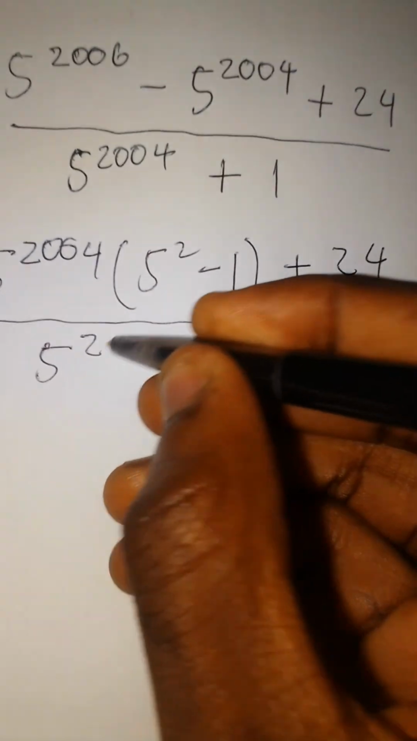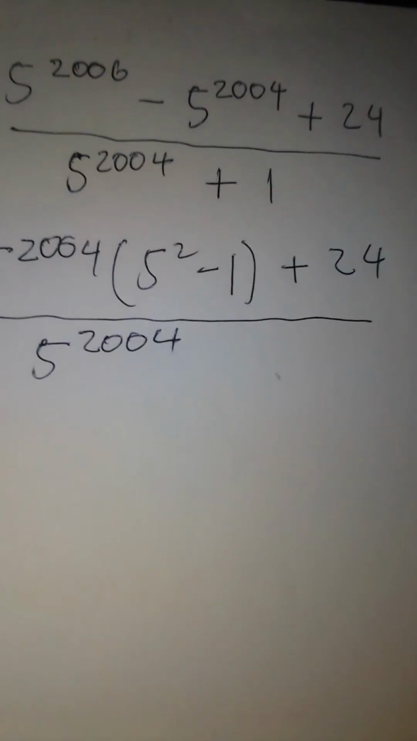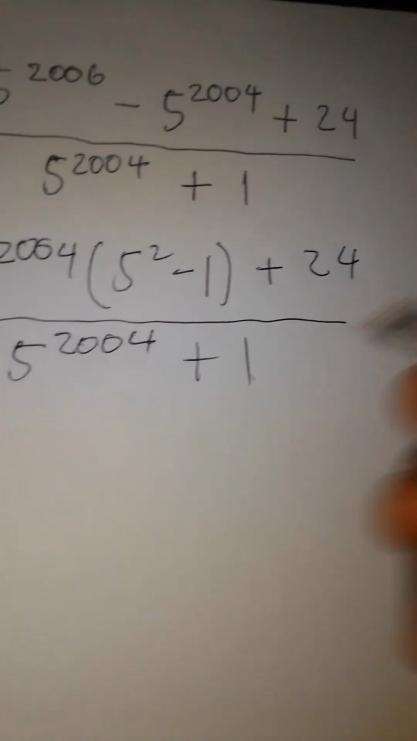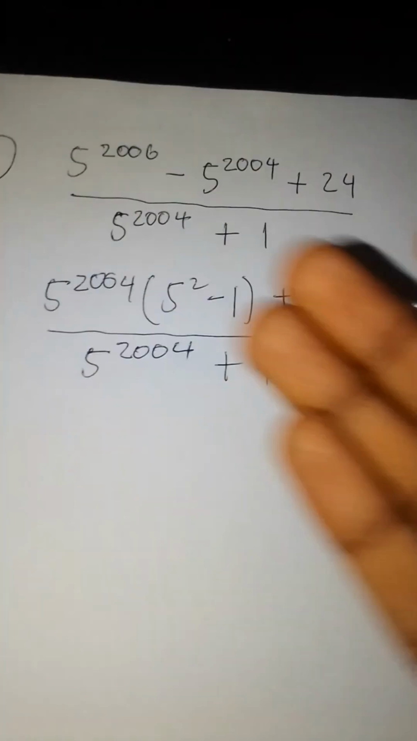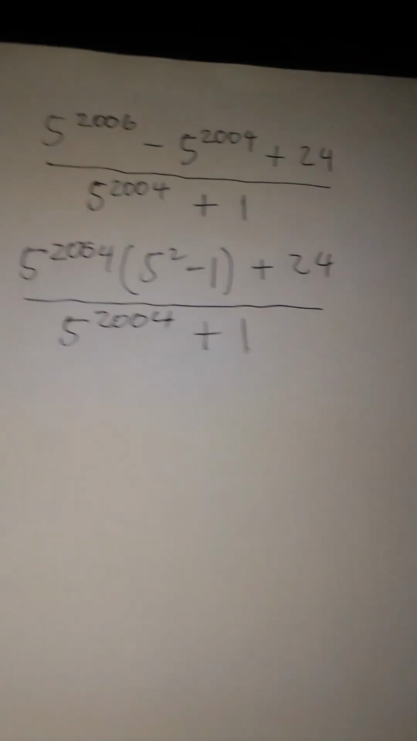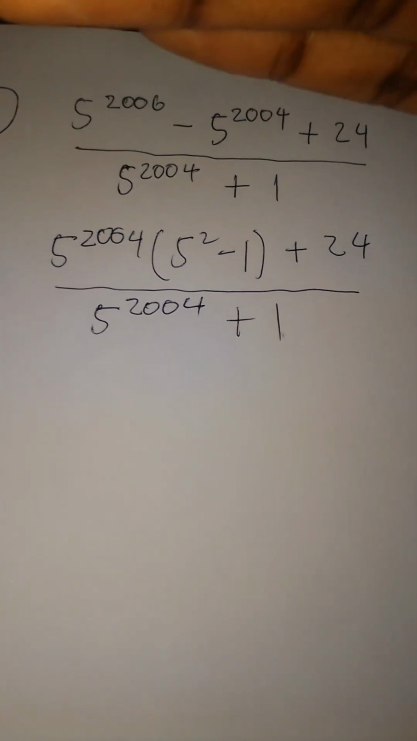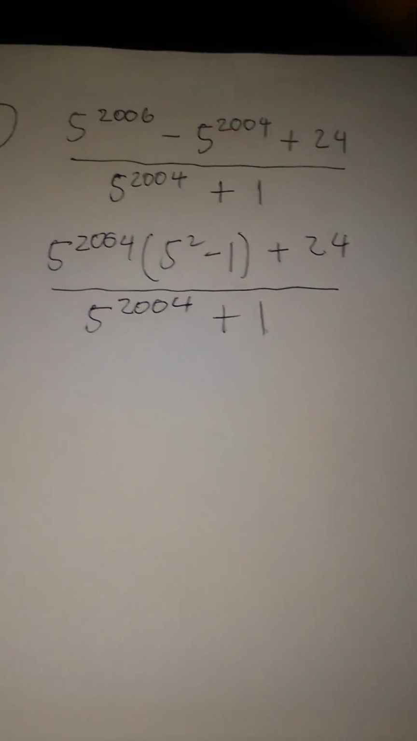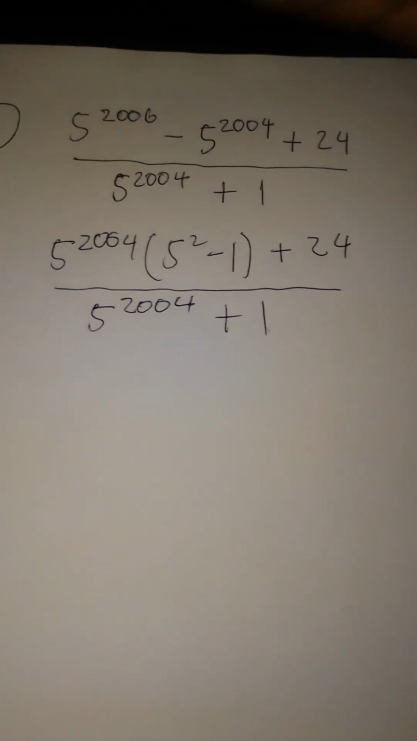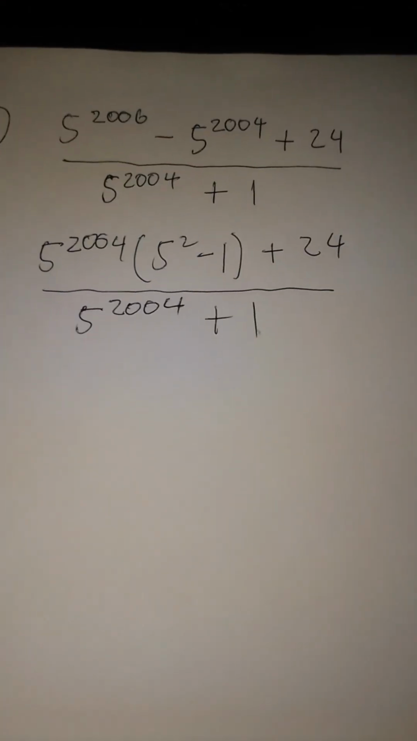Over 5 to the power of 2004. We are not making any changes here because there's nothing we can do here for now. Let's concentrate on the numerator, since we have already taken a common factor. Let's see how it's going to look, then we can see the next step.